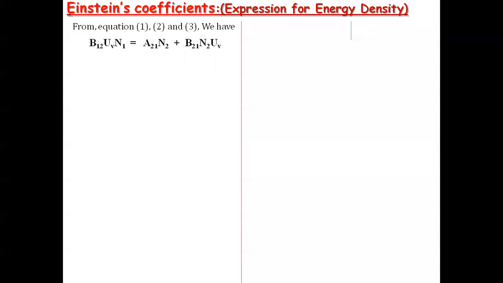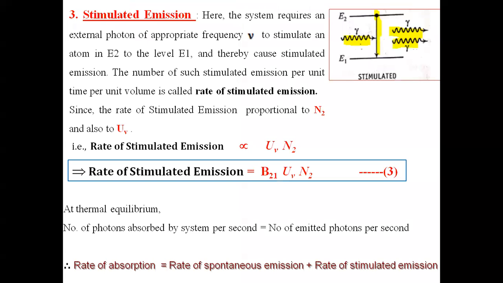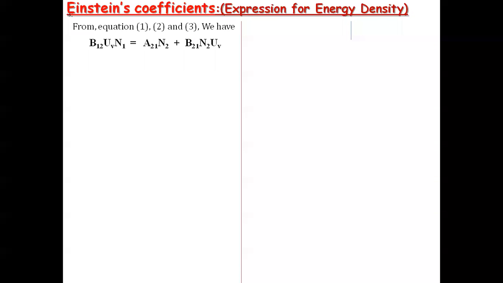Okay, Einstein coefficient. In the previous slide, you have seen that the rate of absorption is equal to the rate of spontaneous emission plus the rate of stimulated emission. This is obvious. Now, if I write them in equation form, you will see the rate of absorption is equal to the rate of spontaneous emission plus the rate of stimulated emission. Try to remember all these equations.